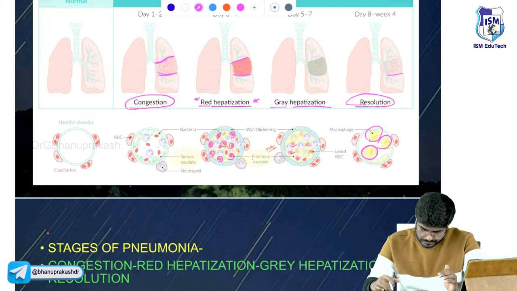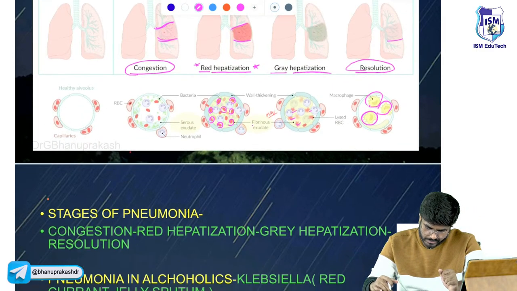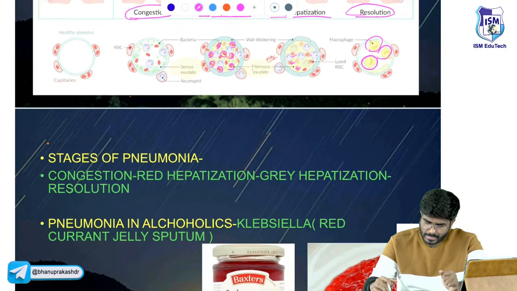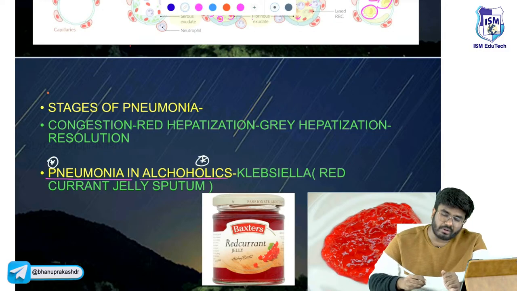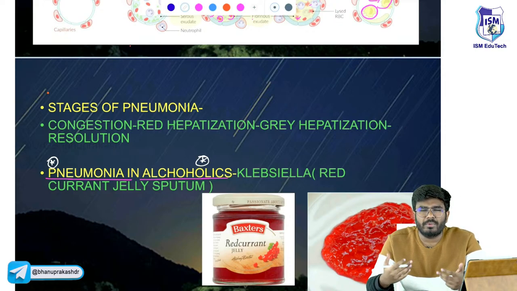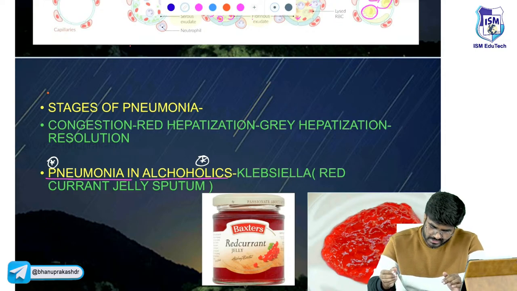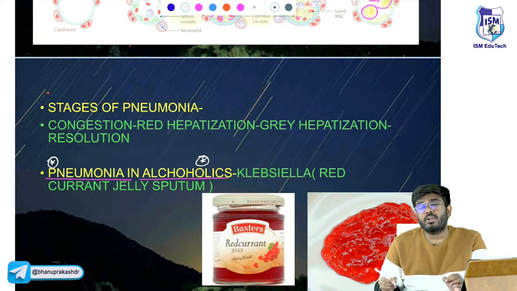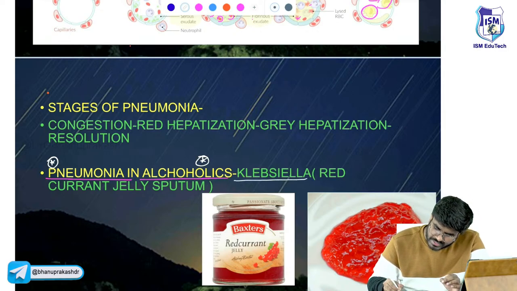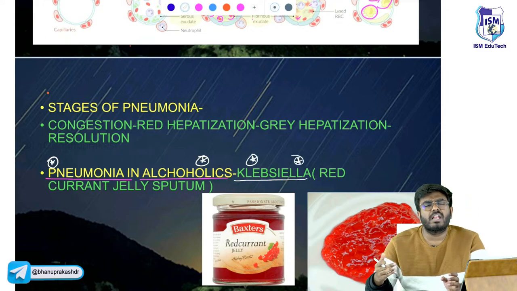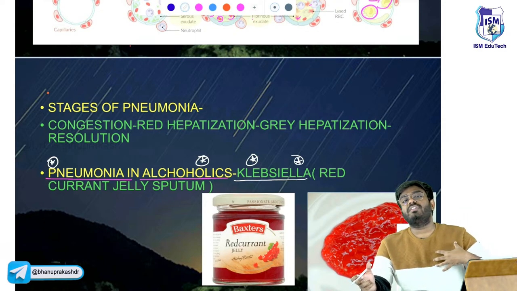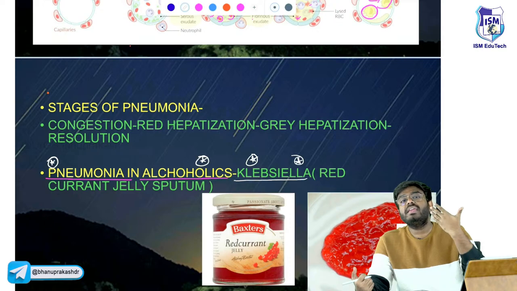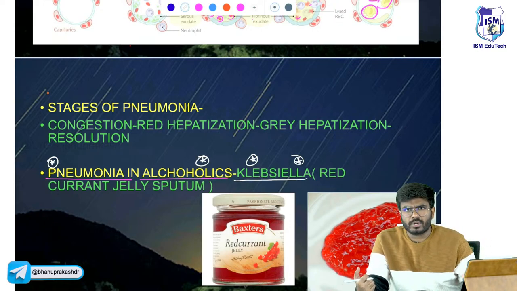Okay. Next, stages of pneumonia are also completed. So after this, what else should I teach you? Pneumonia in alcoholics. Alcoholic patients will develop pneumonia because they have vomiting, aspirations. They are also immunocompromised. So, in alcoholics, what is the most common cause of pneumonia? Klebsiella. Klebsiella pneumoniae is a bacteria, and it is going to cause typical pneumonia.